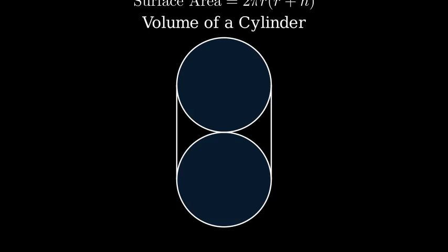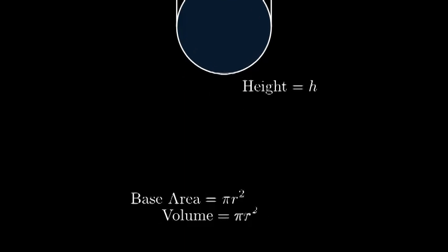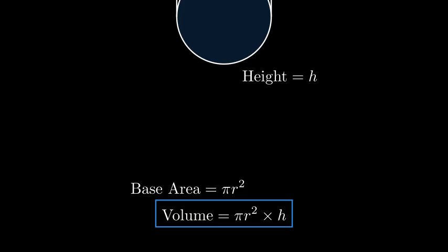Next, let's look at the volume of a cylinder. The volume measures how much space the cylinder occupies, or how much liquid it can hold. To find the volume, we multiply the area of the circular base by the height of the cylinder. The area of the circular base is pi r squared, and when we multiply this by the height h, we get the volume formula. Volume equals pi r squared times h.